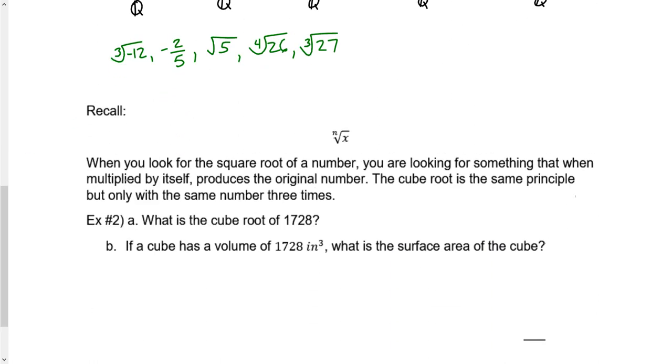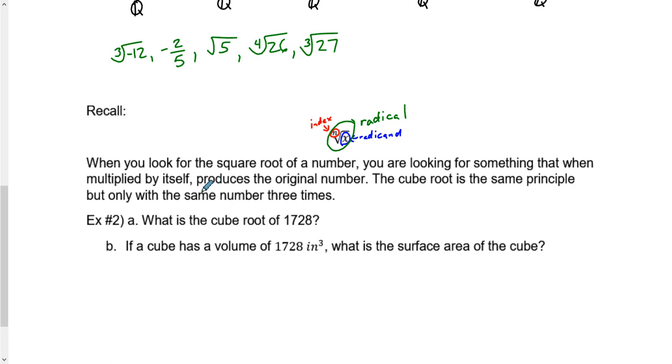Now we'll do some recall here. For example, we'll look at a few different things. For example, the n being called the index, the x the radicand, and the entire thing being known as the radical.